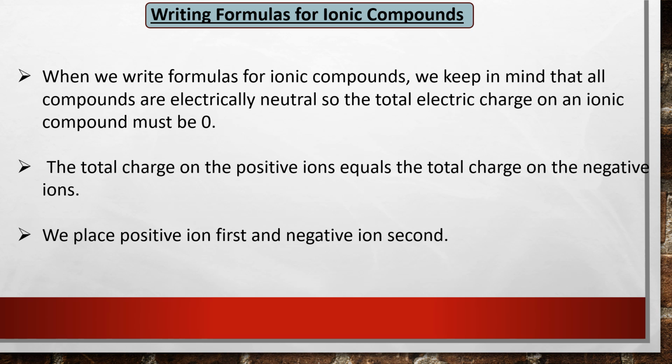First, we learn about how to write formulas for ionic compounds. When we write formulas for ionic compounds, we keep in mind that all compounds are electrically neutral. So the total electric charge on an ionic compound must be zero. The total charge on the positive ions equals the total charge on the negative ions. We place positive ion first and negative ion second.